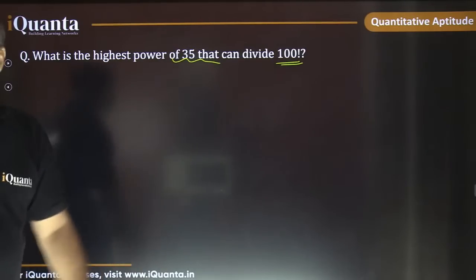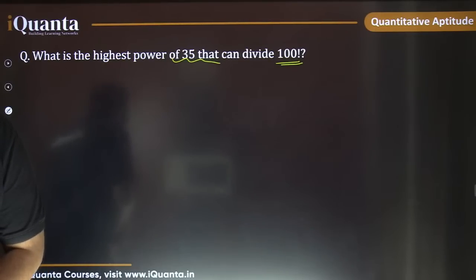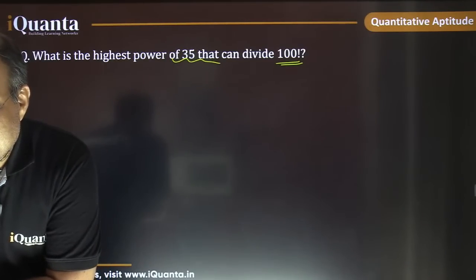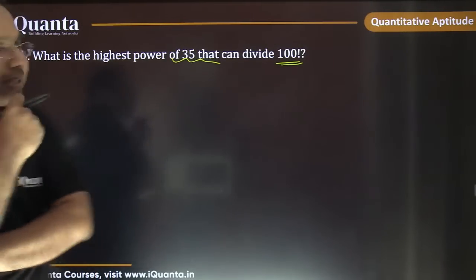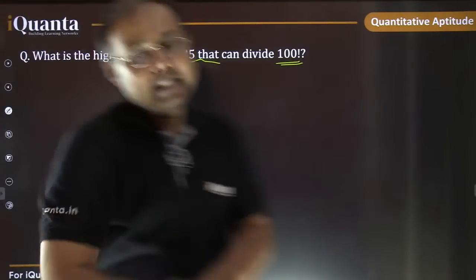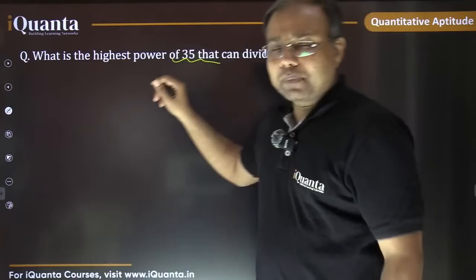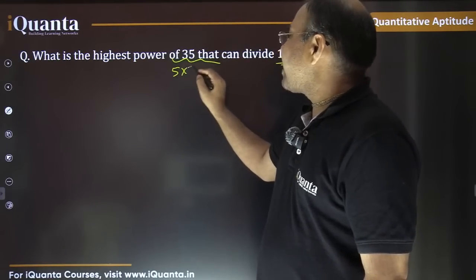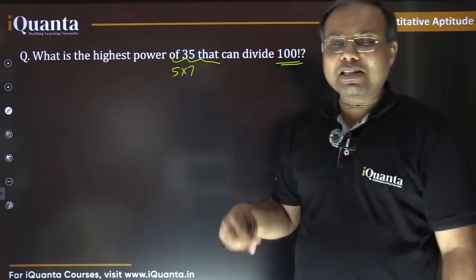Okay, for 35, what we need to check? I'm seeing different answers here: 4, 16, 16 for 35. How to check that? See, 35 is a composite number, it's not prime. So 35 is 5 into 7. So I need to see how many pairs of 5 and 7 will be formed.